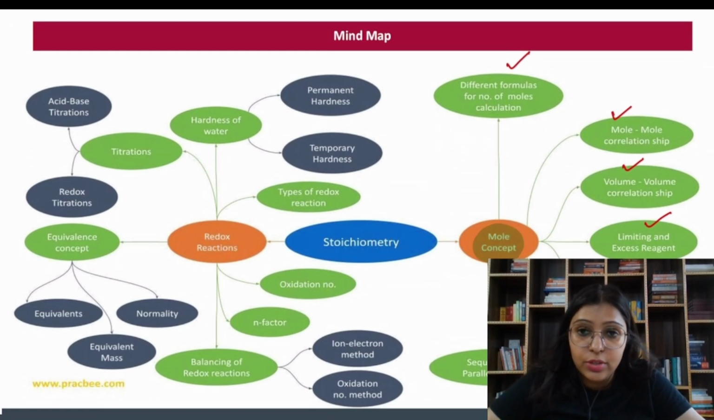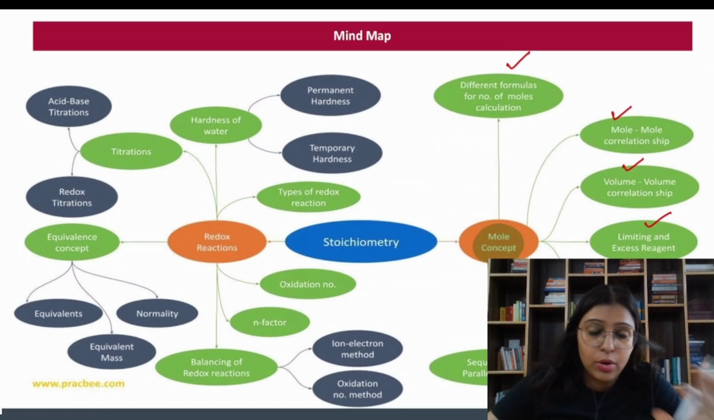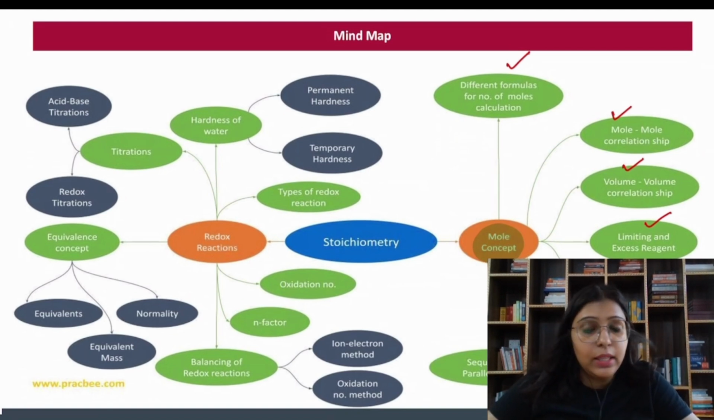Then we have redox reactions. In redox reactions, you should know what redox reactions are, what the types of redox reactions are, and how to balance a redox reaction with the oxidation number method. Generally we use the oxidation number method in order to balance the redox reaction. In the equivalent concept, we are going to use the normality concept, and then by using the equivalent concept, we are going to discuss the questions related to redox titration. I hope I am clear. Now let's start solving the questions.